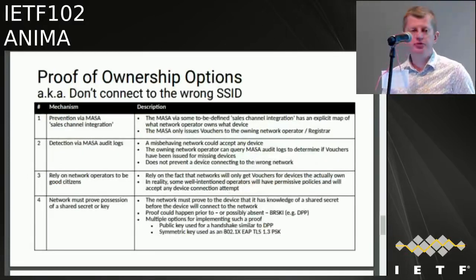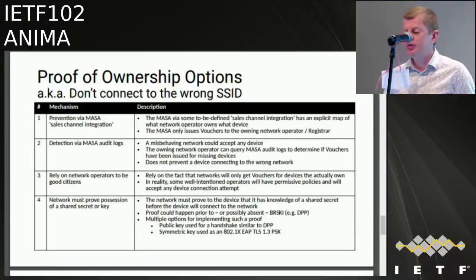So for proof of ownership, proof of ownership really means ensuring that when you plug in your light bulb, your device doesn't connect to the Wi-Fi network on the floor above you or on the floor below you. There's multiple different mechanisms. Some of them are outlined in the draft as well. One is you could leverage what's alluded to in the Brewski draft, leverage the MASA and sales channel integration. That means the MASA has an explicit map of what network operator owns what device, and the MASA will only voucher the correct network operator. So if you connect to the wrong SSID, you won't get vouchered.